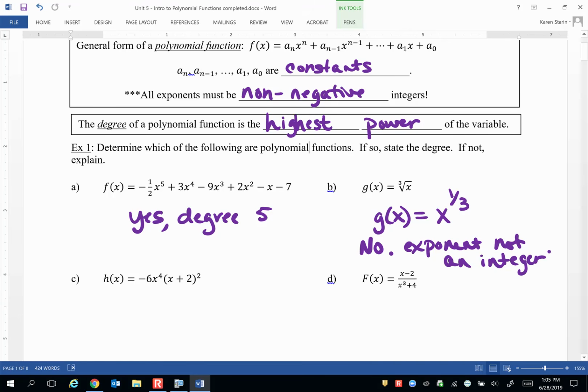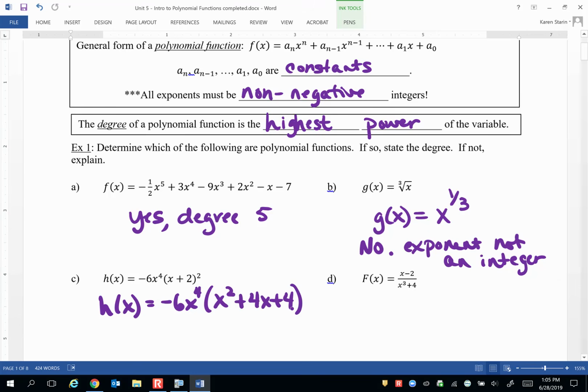Part C, h of x equals negative 6x to the 4th times the quantity x plus 2 squared. So yes, this is a polynomial. All the degrees of x are whole, non-negative integers. We could look at this a little bit more clearly before we determine the degree. This would be negative 6x to the 4th times x squared plus 4x plus 4.